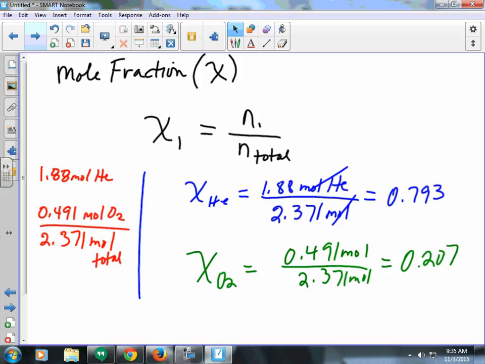Okay? We still have one more thing with mole fraction and gas collection over water. We will go over that tomorrow. Kinetic theory.